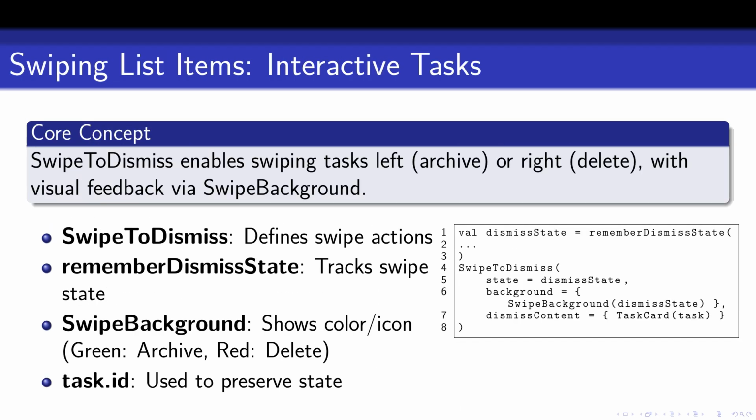To support swipe interactions, we use SwipeToDismiss, which lets users swipe tasks either to the left to archive them or to the right to delete them. The swipe gesture is tracked using rememberDismissState, and visual feedback is provided through the Swipe Background Composable. Different colors and icons help communicate the action being taken.